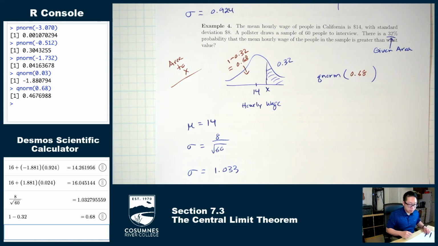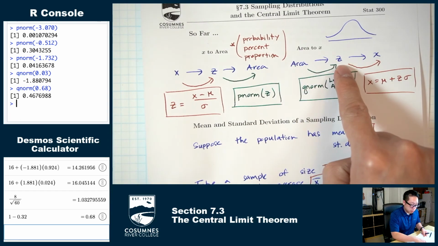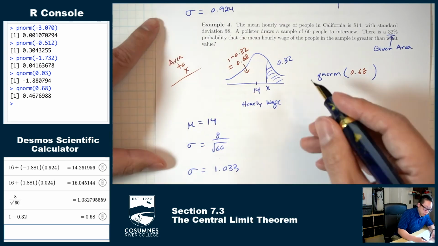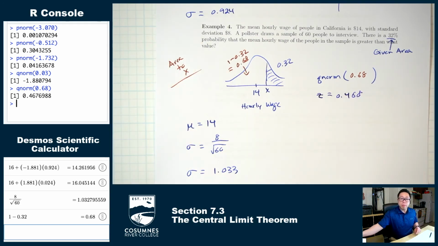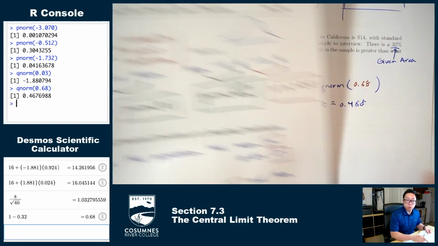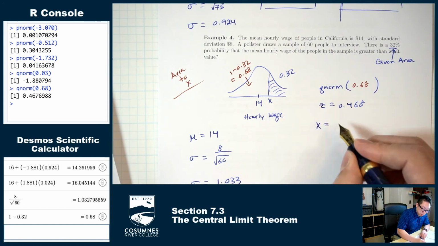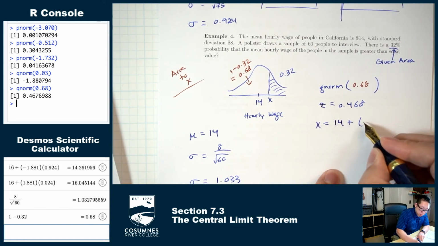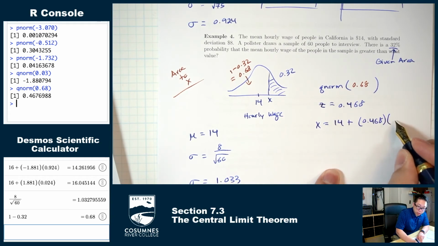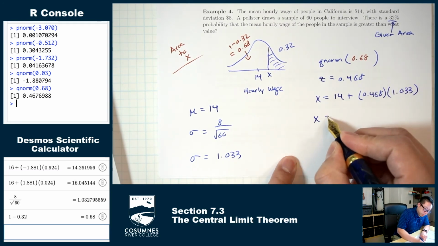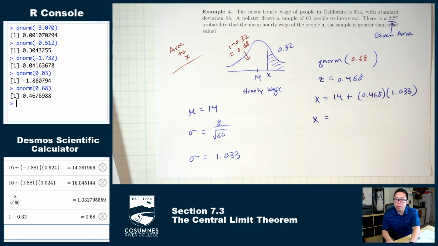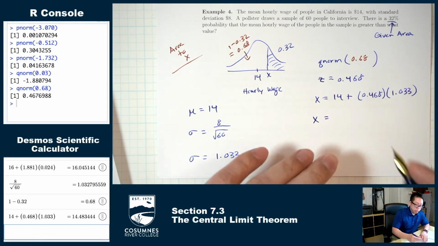0.468. And what is that? So qnorm takes you from area to Z. So that's a Z. So our Z here is 0.468. And then finally, to get from Z to X, use the X formula. So that's X equals the mean, which is 14, plus the Z, which is 0.468, times the standard deviation, 1.033. All right, so X here is 14 plus, parentheses, 0.468 times 1.033, which is 14.483.